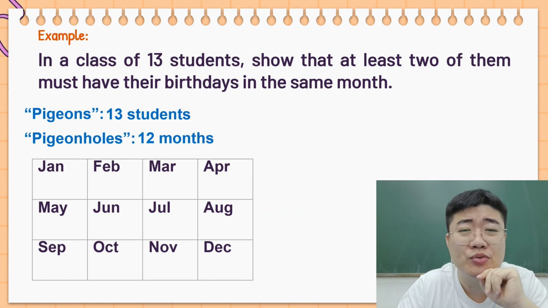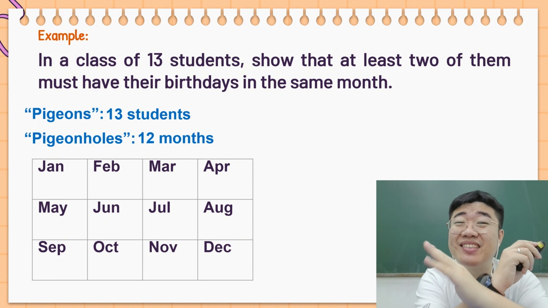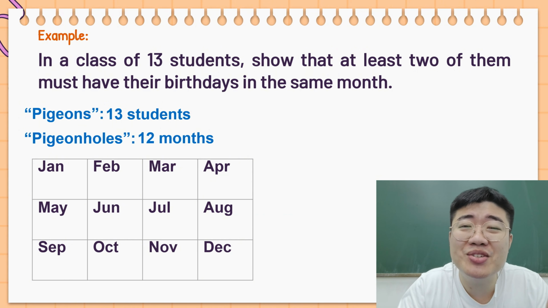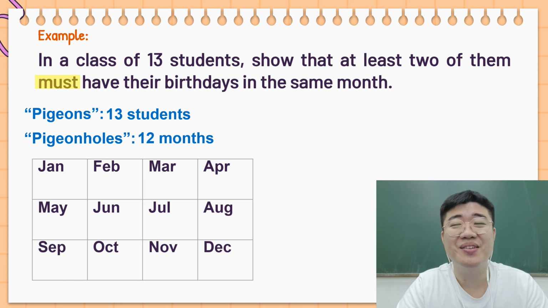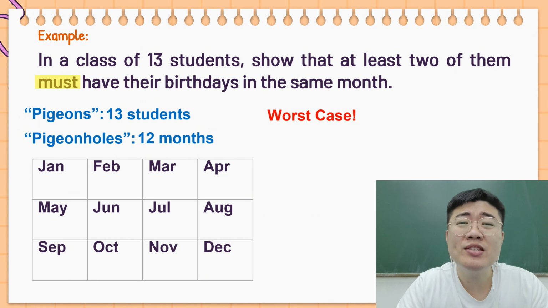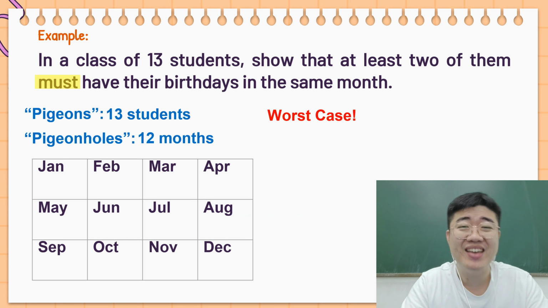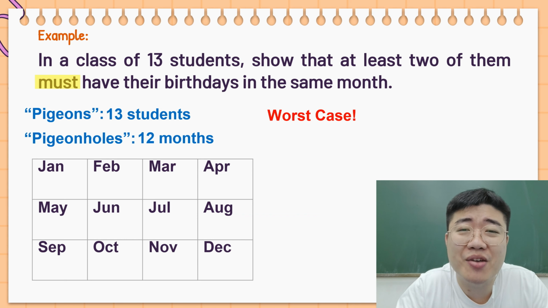Can we just choose a random case here? Definitely cannot. Just last question, we already did that. That's wrong. So we must make sure that this always happens. Because of the word must, we have to consider the worst case. So what's the worst case here? The question wants us to have 2 students in 1 month. The worst that can happen is we do not have 2 students in 1 month.